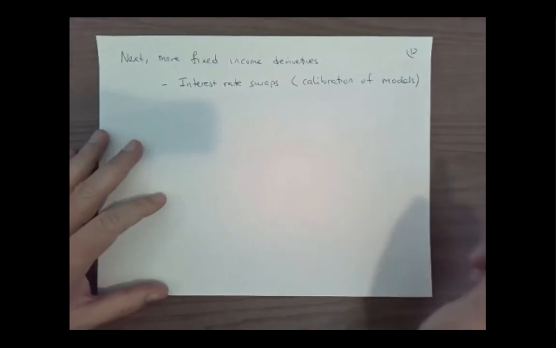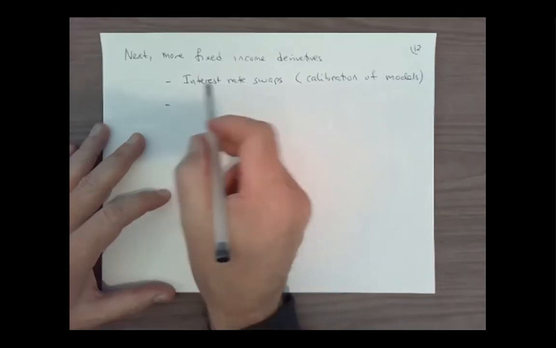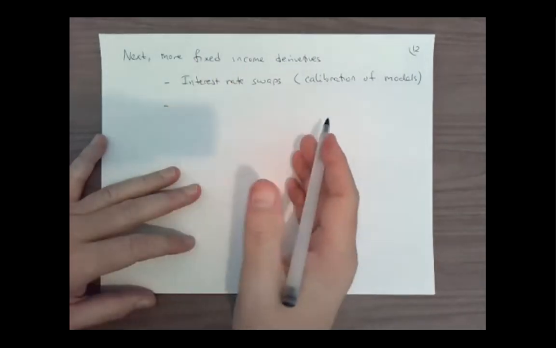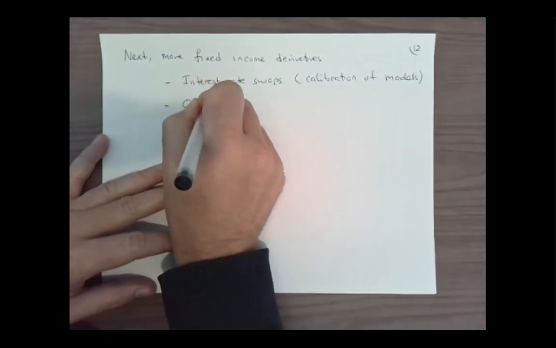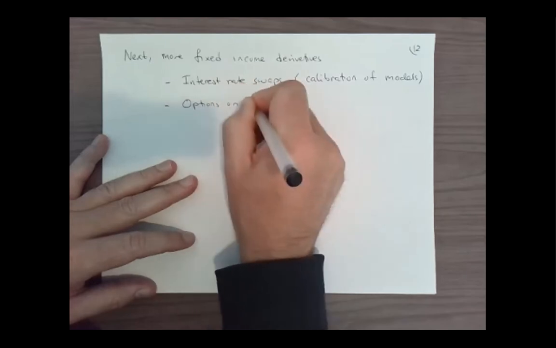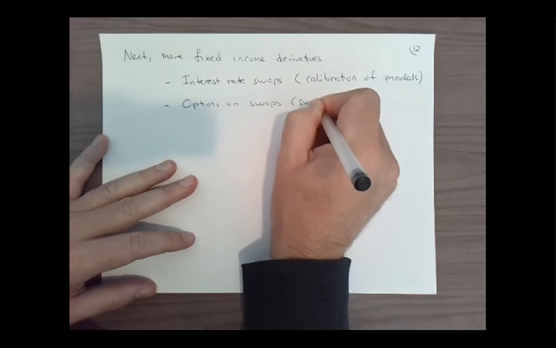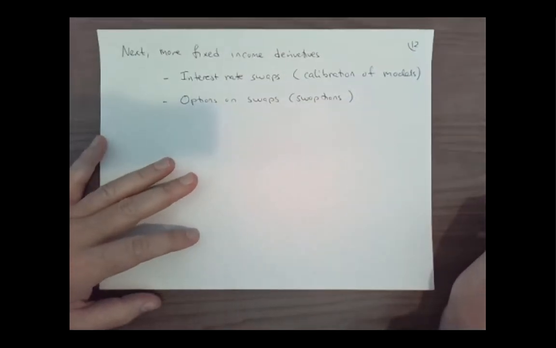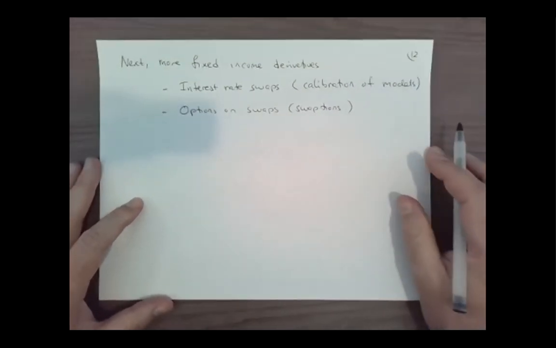We're going to be looking at those, and this is again one of these linear contracts, so it's going to be very similar to forwards and futures. We're going to be looking at options on swaps, and these are called swaptions. So we're going to be spending some time doing these after the break.